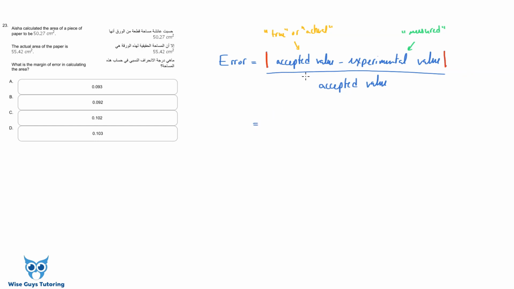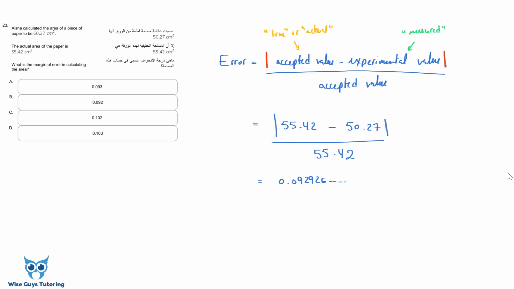Now, which one is the true or actual value? Well, actual area is 55.42. I'll put my bars here. Experimental value, so that's what she calculated. That's what she measured, right? It was 50.27. There you go. You divide that by the accepted, the true actual value. And this should be our answer. So the top will be positive anyway. You put that in your calculator and you get 0.9292926, etc. Right? So they want you to round off to the thousandths.